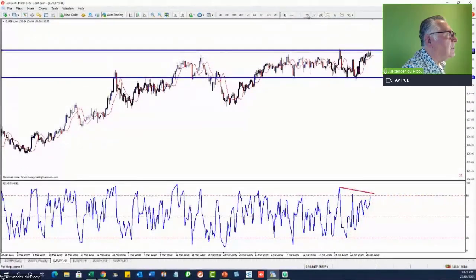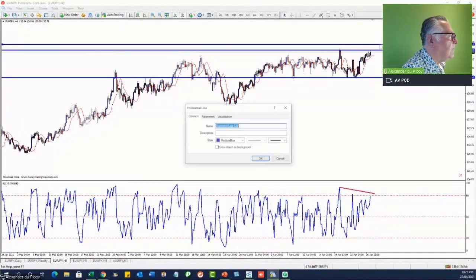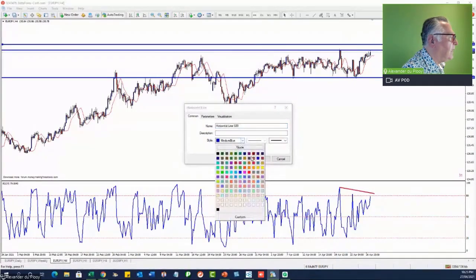We'll put... oh, it's too thick. Just put another color.